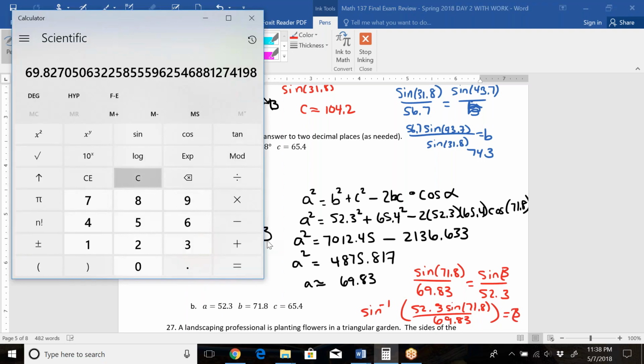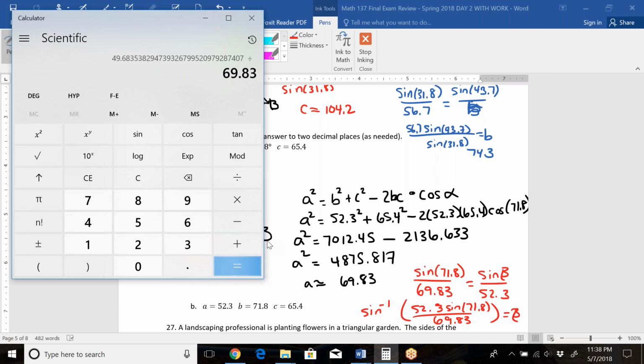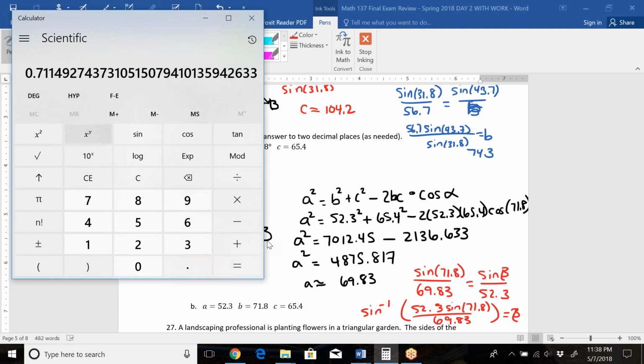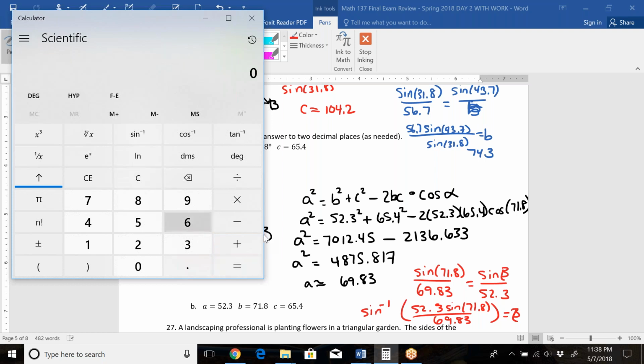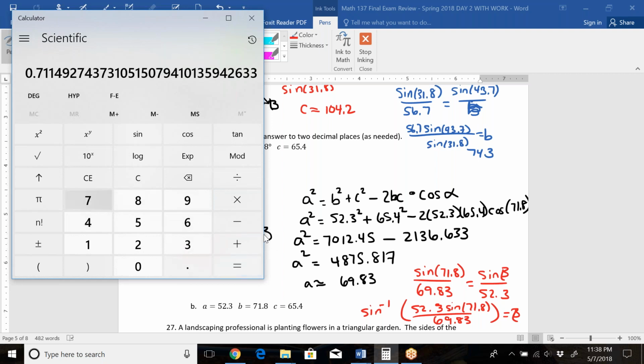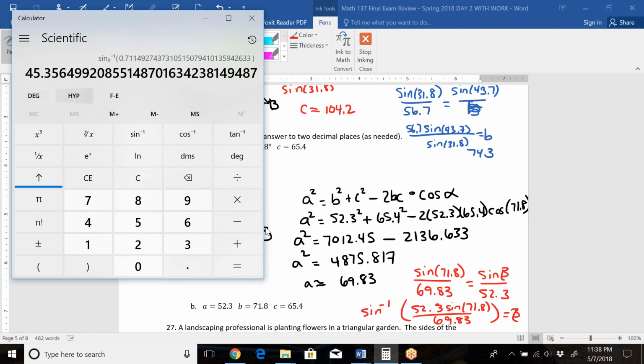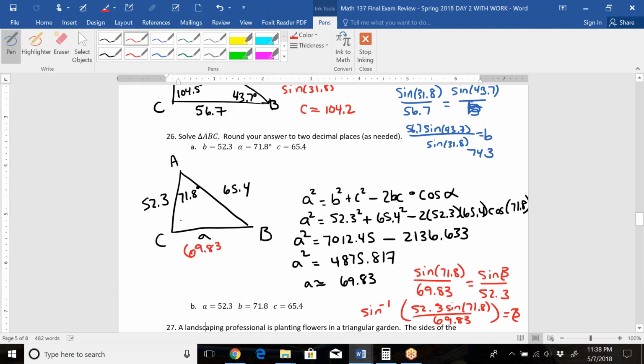So let's work out the inside first. So that's 71.8 sine times 52.3, and then divided by 69.83. That's 0.71149, and then we want to do an inverse sine of that. And that did not come out the right way, so hang on just a second. I think I hit the button twice. 71.8 sine times 52.3 divided by 69.83, and then inverse sine. Yeah, 45.36.